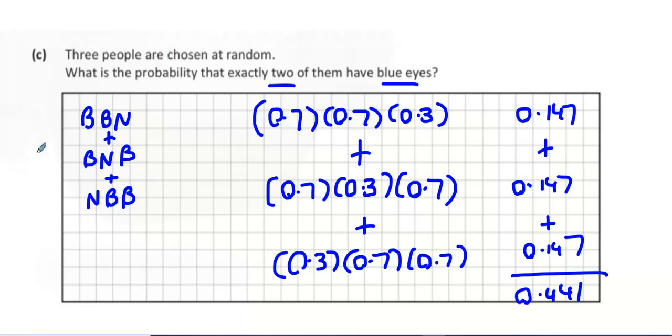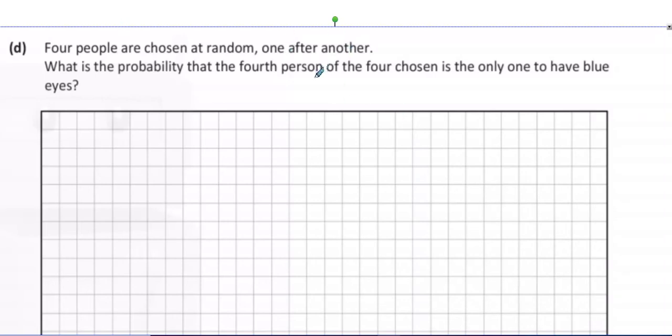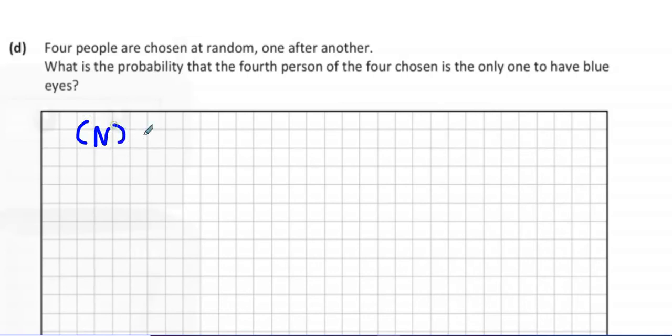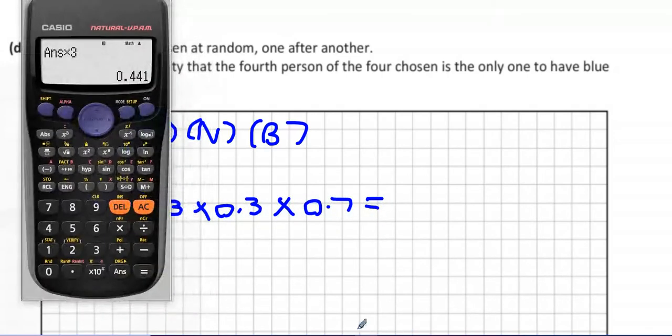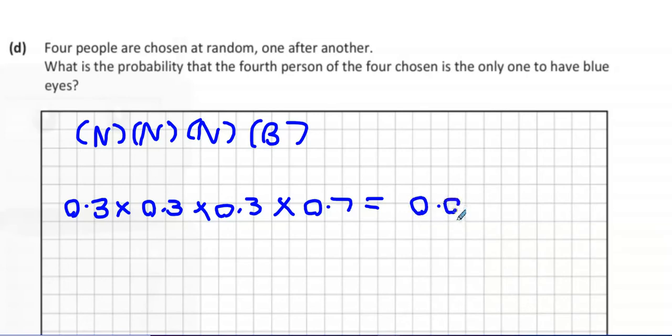Okay, it goes on. We've got D next. Probability is handy. 4 people are chosen at random, one after the other. What's the probability the 4th person chosen is the only one to have blue eyes? Okay, so to get this, you're going to have to do not blue for your first choice, not blue for your second, not blue for your third choice, and finally blue on your 4th choice. So it's going to be 0.3 multiplied by 0.3 multiplied by 0.3, and then finally multiplied by 0.7, and you get 189 over 10,000, or 0.0189. Okay, and next question.